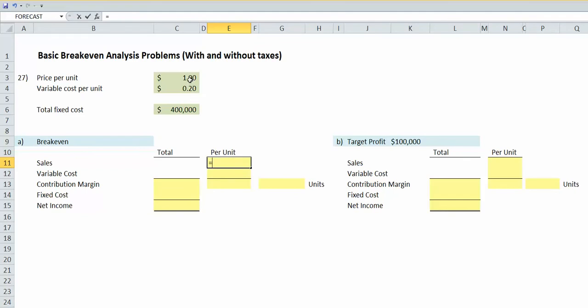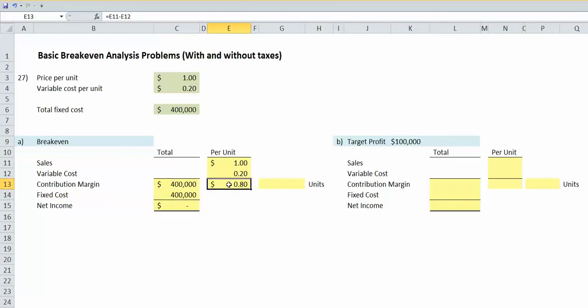We've got a $1 per unit selling price, a 20-cent variable cost per unit, which means our contribution margin per unit is 80 cents. If we have fixed costs of 400,000, and we want to hit break even, again, we call break even where net income is zero. That means we're going to need a contribution margin of 400,000 plus our zero for break even, or $400,000.